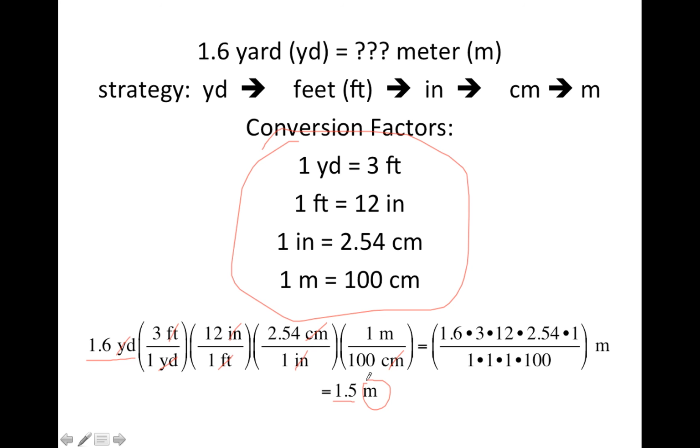And by the way, a yard is about the same length as a meter, so you can imagine your final answer should be pretty close to the original measurement of 1.6 yards. So there are other ways to do this particular problem. It just depends on which unit or conversion factors you have available.